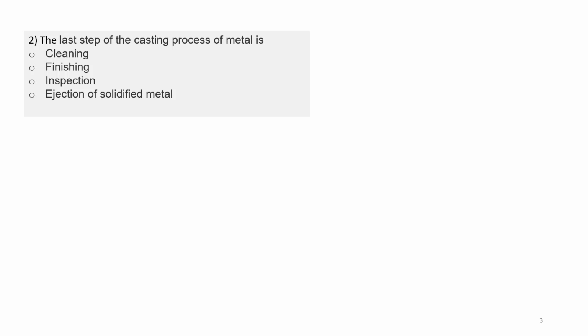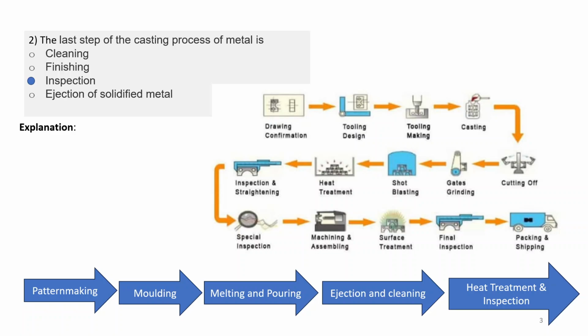So initial steps would be, firstly pattern making, then mold making, then you will be melting and pouring your metal, then ejection of your final product, then finishing and cleaning, then finally it will be inspection. So inspection will be the answer. So this is the process. First is pattern making, then molding, melting and pouring, ejection and cleaning, and heat treatment and inspection.